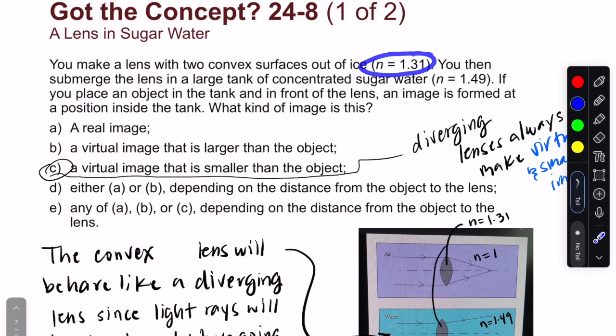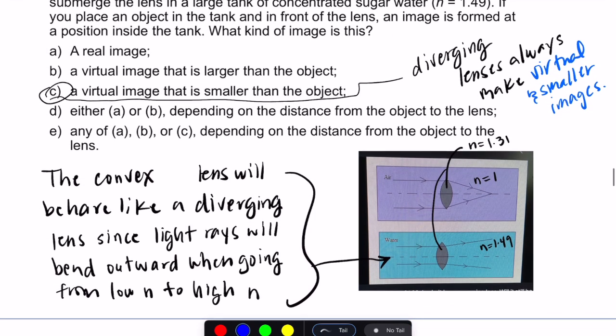We have swapped the indices of refraction from the typical, right? The indices of refraction are typically such that outside is less than the lens. We're in air and we're going through glass. But now we've swapped that. And so the concept here is that when the index of refraction of the lens is less than the outside area, you're going to get the opposite type of lens. So instead of a converging lens, those two convex surfaces are now going to be a diverging lens. Okay, and diverging lenses always make virtual and smaller images.